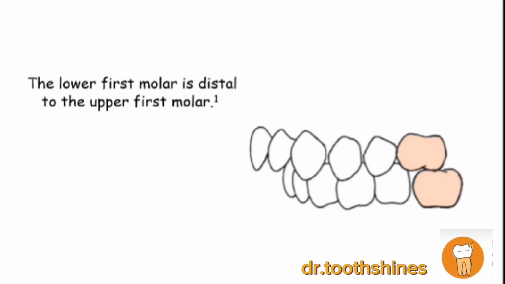Now there is another definition we can also use, and it is also correct: the lower first molar is distal to the upper first molar. So again, look at the picture. If we focus on the lower first molar, it is distal in position to the upper first molar. It is also correct, and this malocclusion is also class 2.